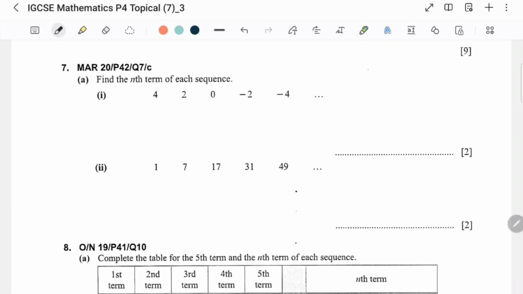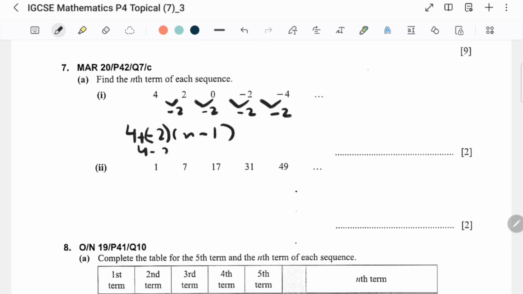Now the 7th question: 4, 2, 0, minus 2, minus 4. Look at the difference: 2 minus 4 is minus 2, 0 minus 2 is minus 2, minus 2 minus 0 is minus 2. So that is a plus d(n minus 1). If you have a problem, you can write it down like this: 4 minus 2n plus 2 equals minus 2n plus 6, or 6 minus 2n you can write down.